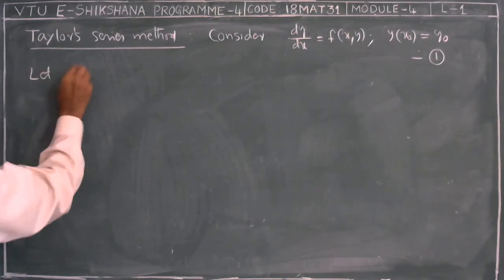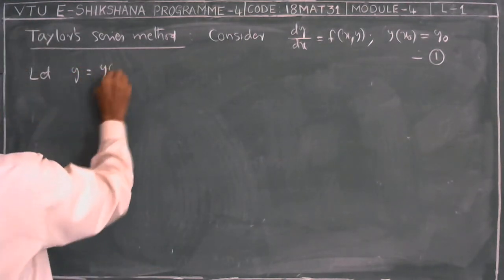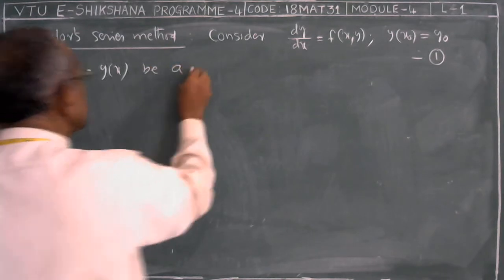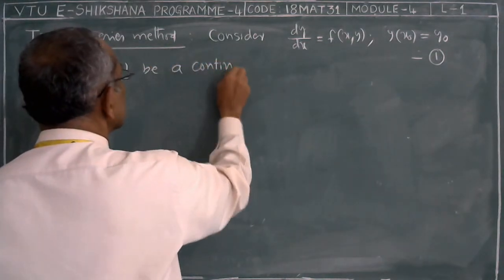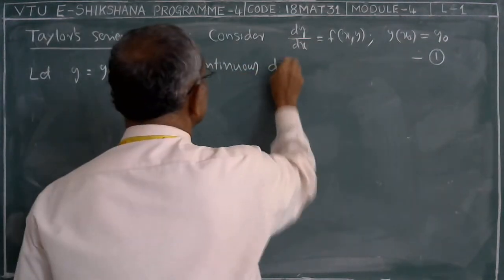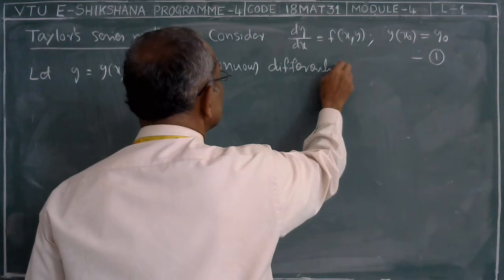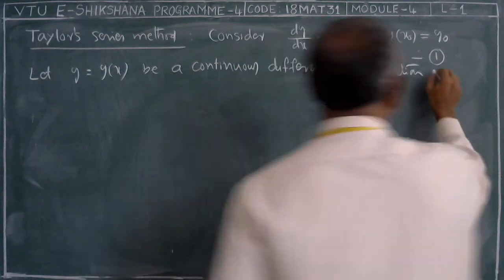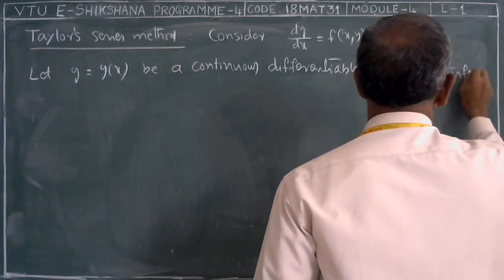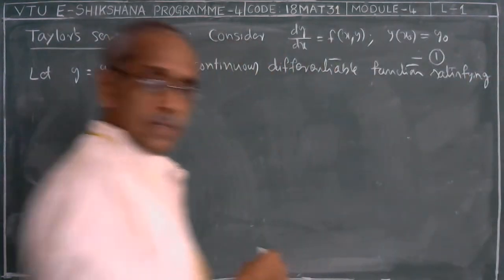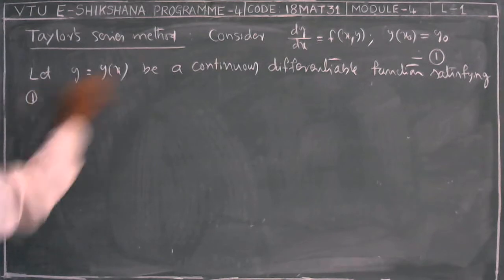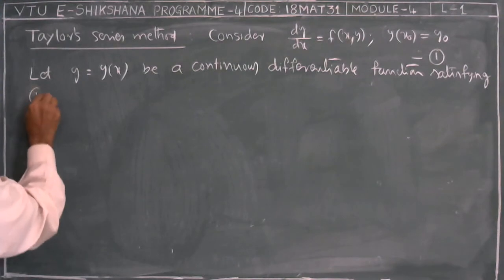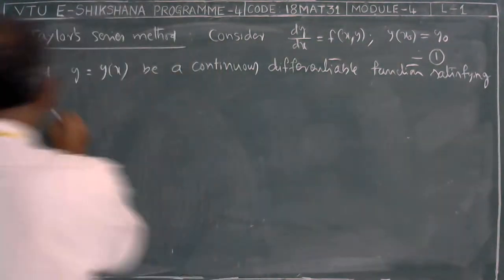Let y is equal to y of x be a continuously differentiable function satisfying 1. That means a solution of differential equation 1. Okay.